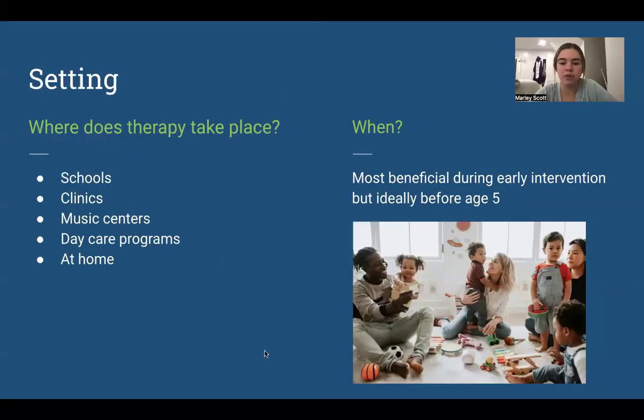You might be wondering where and when music therapy could take place. Music therapy could occur in a variety of settings such as schools, clinics, music centers, daycares, or even right in the home. Music therapy is most beneficial during early intervention, but especially before age 5.